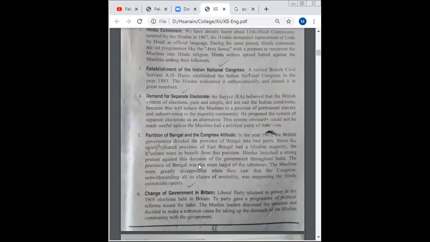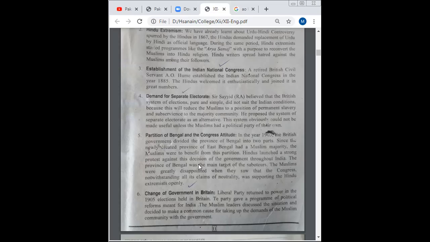Afterwards, in the early 20th century, extremist Hindus were able to lead the All India National Congress, specifically after the partition of Bengal. Congress reacted like a pure Hindu political party. This sense leads Muslims towards their own political party.